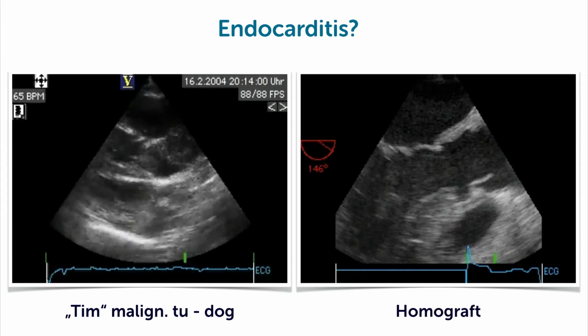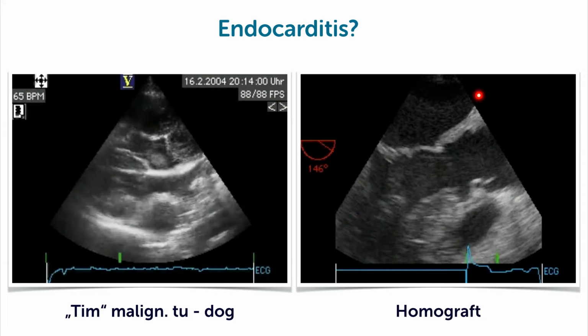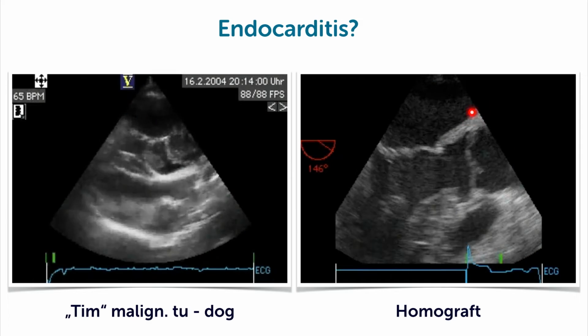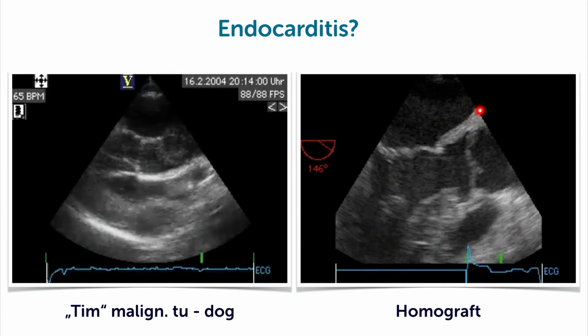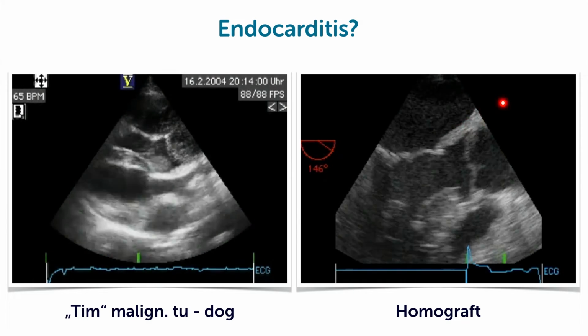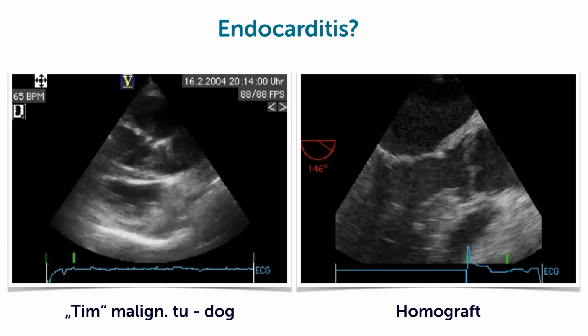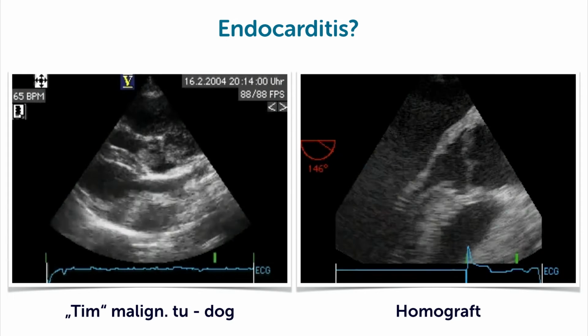And on the right-hand side, this is simply a homograft. And this is just the echo after surgery. We see the homograft being implanted, and this is just a little bit of thickened tissue, but certainly not infective. So as you see, echocardiography can sometimes be misleading, and what Anna said is completely true. You have to sometimes put it into the clinical context and look at whether or not signs of infection are present.